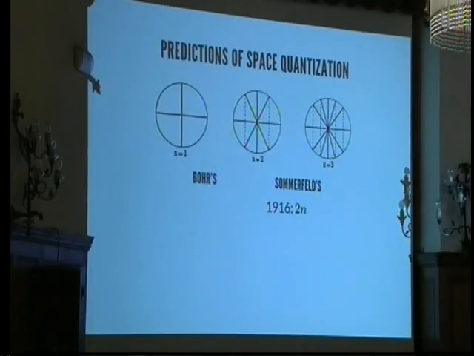So in 1916, using this figure, he predicted that there could be 2n orientations for an nth quantum state, where n here is not the total quantum number, but only the azimuthal, the total angular momentum. And in this paper, he didn't give much detail why it was 2n. He just explained how to produce this figure, and said that we can see that there are 2 in this case, 1, 2, 3, 4 in this case, and so on.